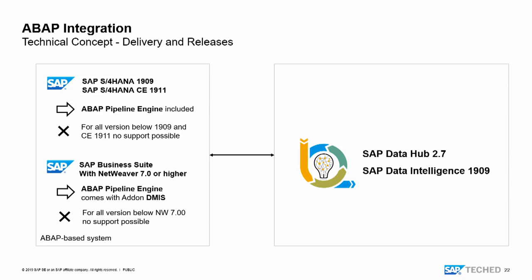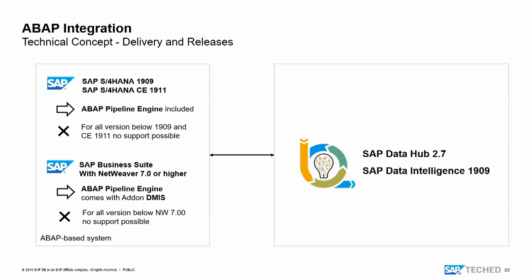While in the ECC world, the only option we have is to use an add-on to ship our coding. And that add-on is the DMIS add-on. It's a non-modifying add-on. It's the very same add-on the product SLT is being shipped with. So if you want to, for example, use a combination of ABAP integration with SLT, it's anyway only one add-on which you need to install.